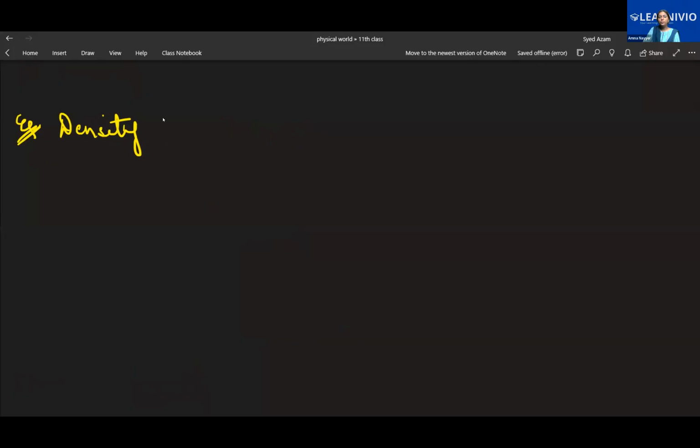It's mass by volume. This is mass by volume. So density's formula you should know. Density's formula will not be given in your class 11. This formula at least you should remember.